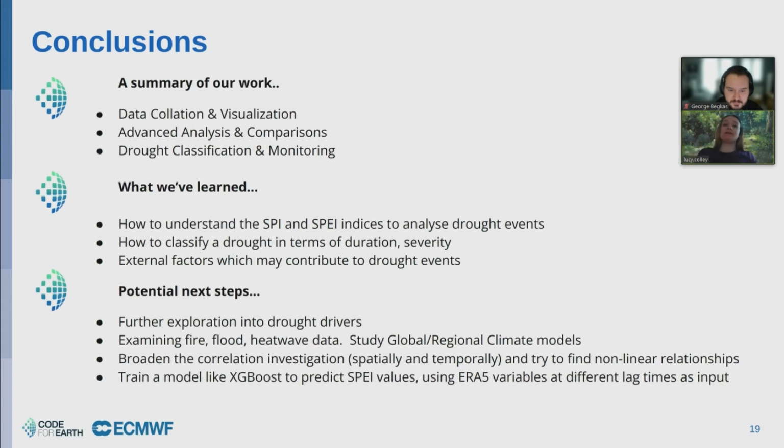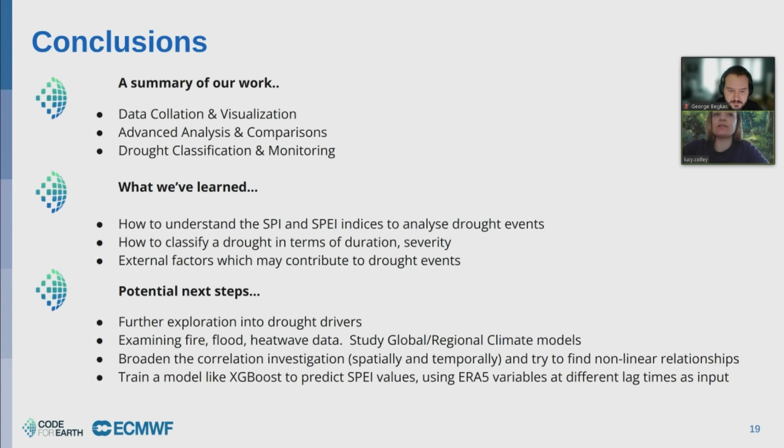What we've learned, a huge amount. So how to understand the SPI and SPEI indices, which is a new concept to most of us, to analyze the drought events, and also how to use these to classify droughts in terms of the severity and duration. And then, as Akis was talking about in the last couple of slides, looking at other external factors which may contribute to these drought events.